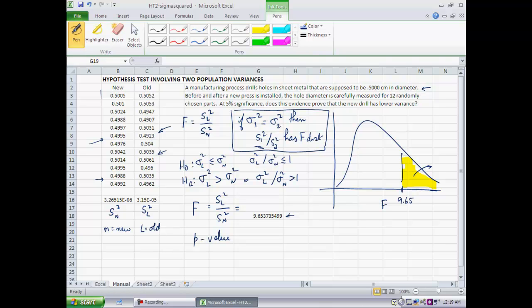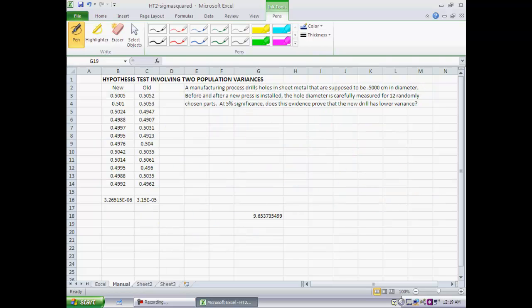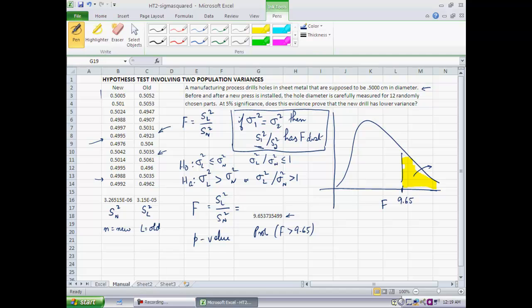So the question we are asking here is, what is the probability of F being greater than 9.65? What is the probability of getting a test statistic that is at least as extreme as the value that you just got, namely 9.65, provided the null is true as an equality? So in order to do that, I would have to use the F distribution in Excel. So let's see what that gives us.